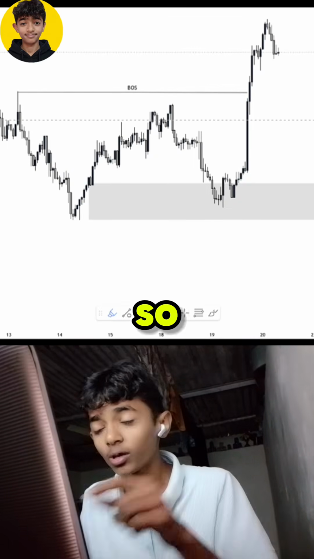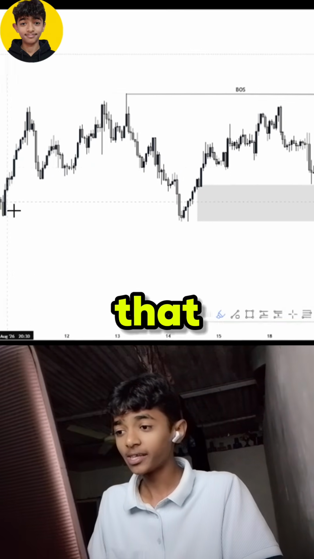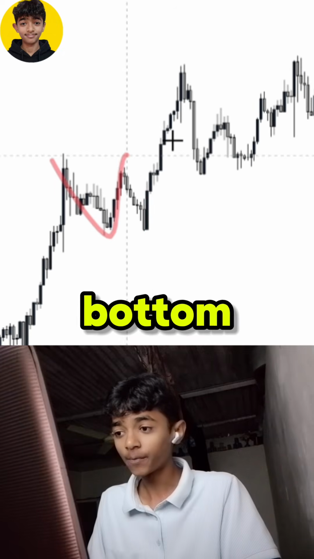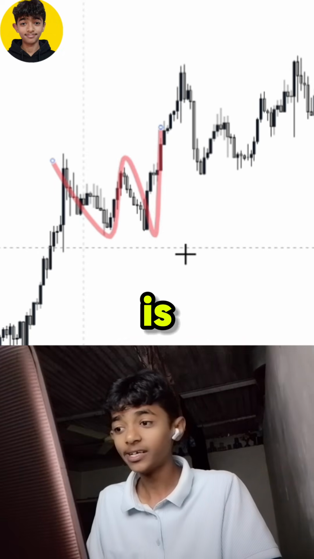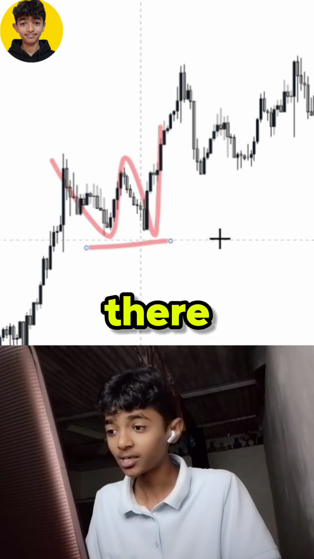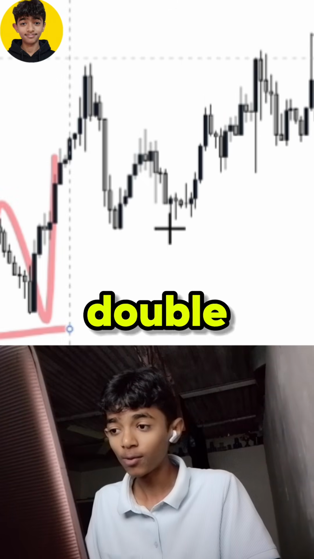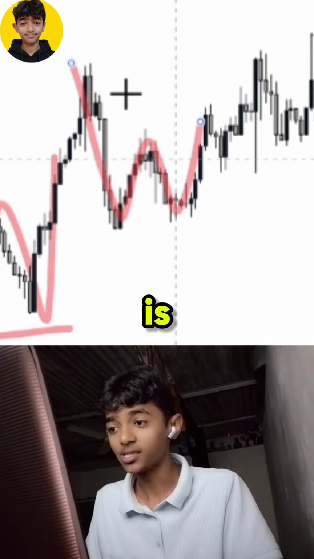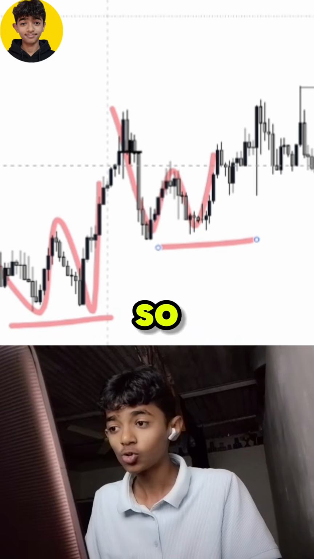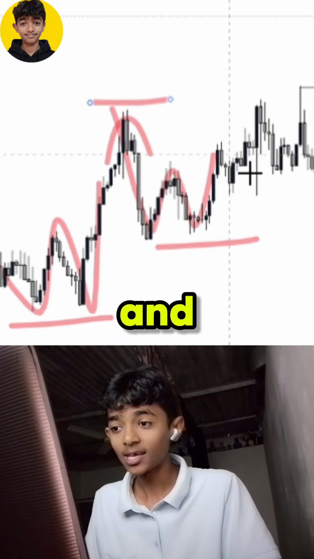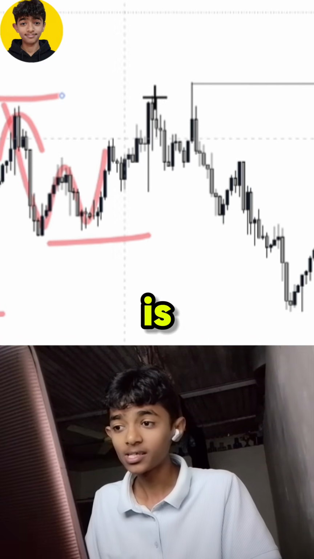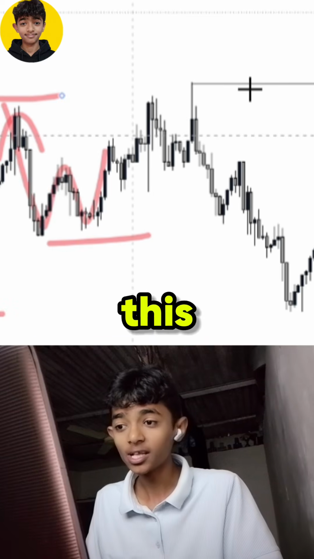to get swept. So in this chart, we can see that this is a double bottom. So below this there are retailer stop losses. So here is the liquidity. And then again, we have a double bottom. So below this the liquidity is, and this is our high, so above this the liquidity is, and then again this is a double top, so above this the liquidity is.